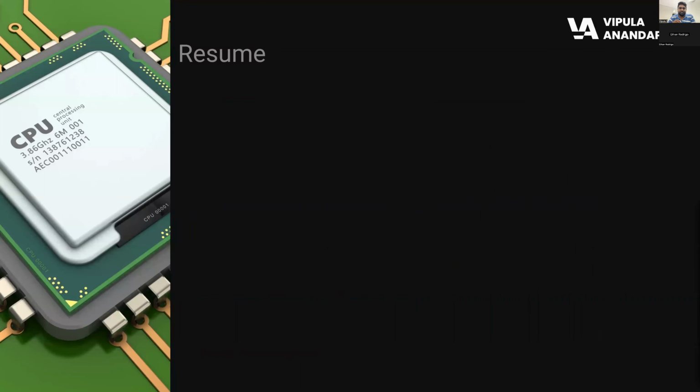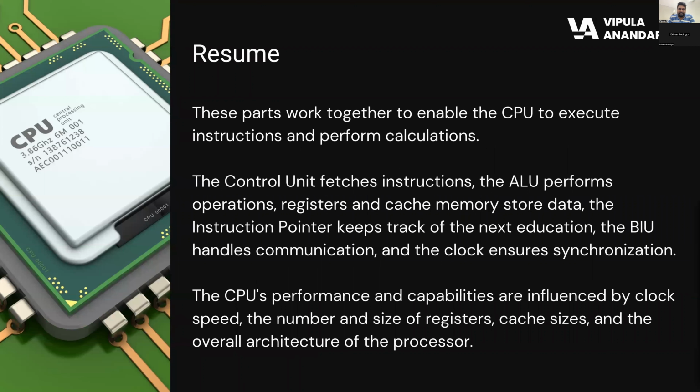So, a review. All these parts work together to enable the CPU to execute instructions and perform calculations. The control unit fetches the instructions, the ALU performs the operations, registers and cache memory store the data, and the instruction pointer keeps track of the next instruction required to be executed. The BIU, the bus interface unit, handles communication, and the clock ensures synchronization.